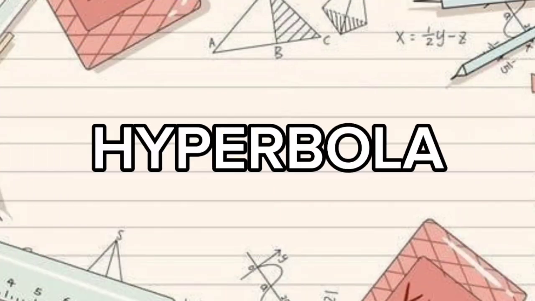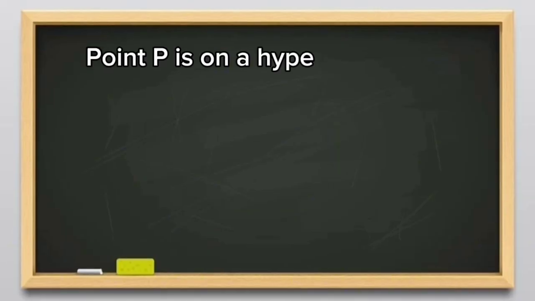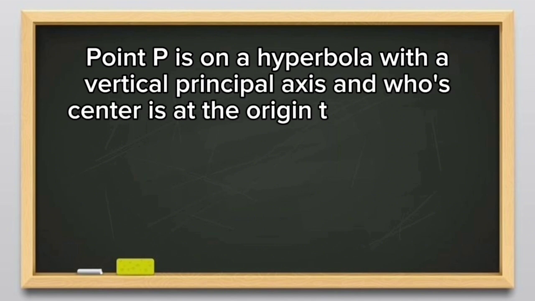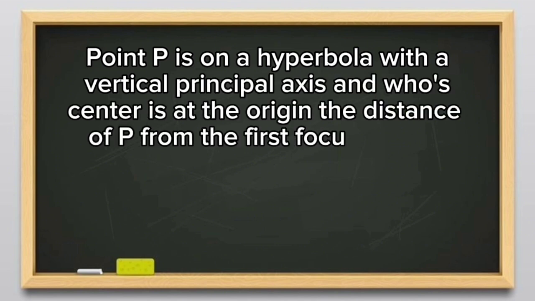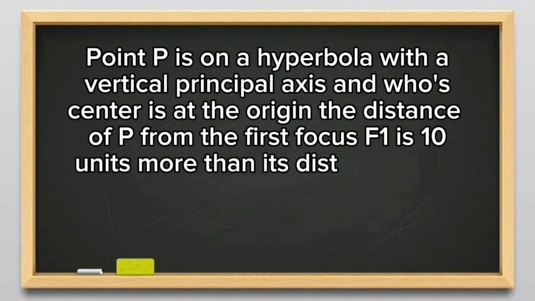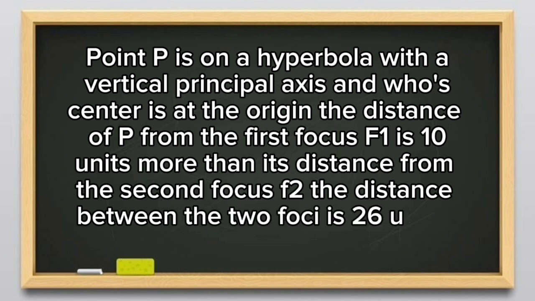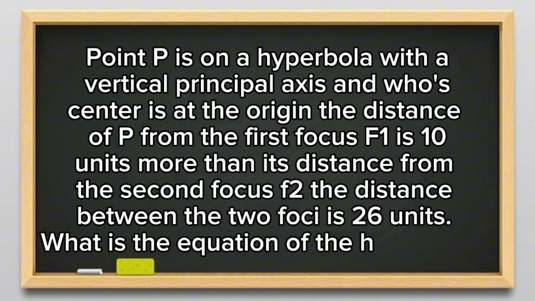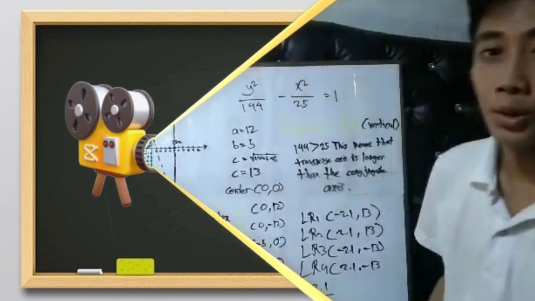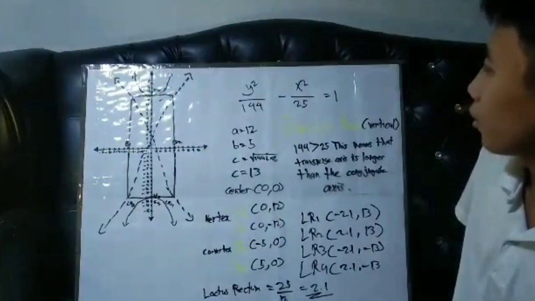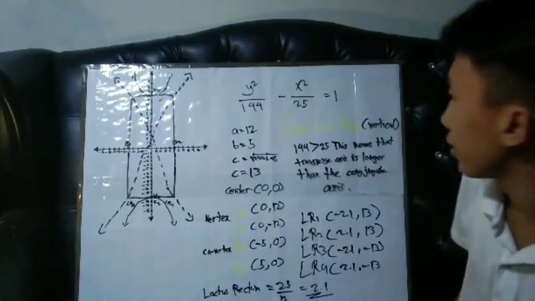Number 4. Hyperbola. Point P is on a hyperbola with a vertical principal axis and whose center is at the origin. The distance of P from the first focus F1 is 10 units more than its distance from the second focus F2. The distance between the two foci is 26 units. What is the equation of the hyperbola? So our equation is y^2/144 - x^2/25 = 1.